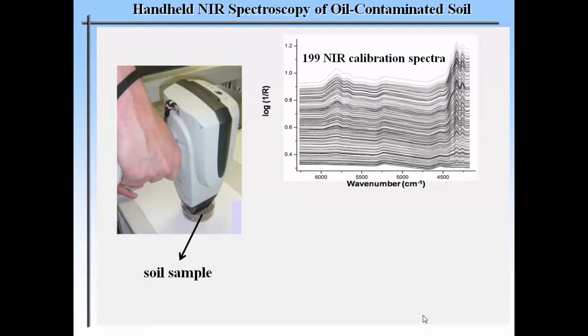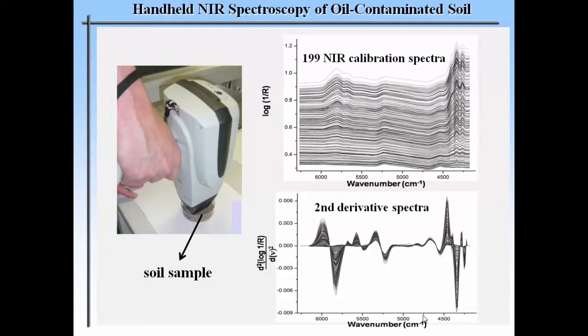You can see there is no absorption here. This is pure soil on the bottom. And this is a concentration of about 10%. And you see clearly the CH combination and overtone vibrations of the CH groups, in that case, of the oil. We did it separately for diesel and for gasoline. We developed a calibration based on the second derivatives, a PLS, partial least squares regression.